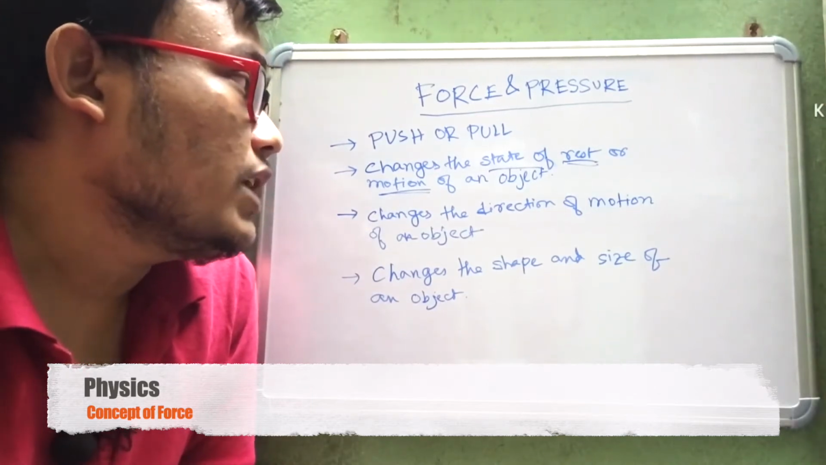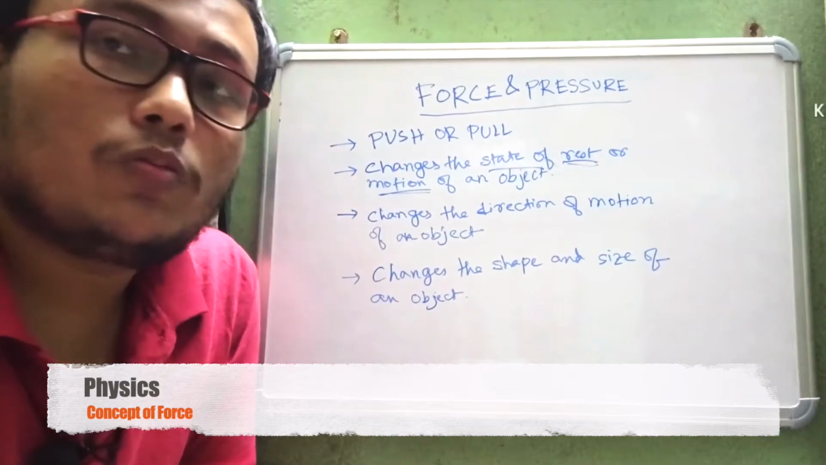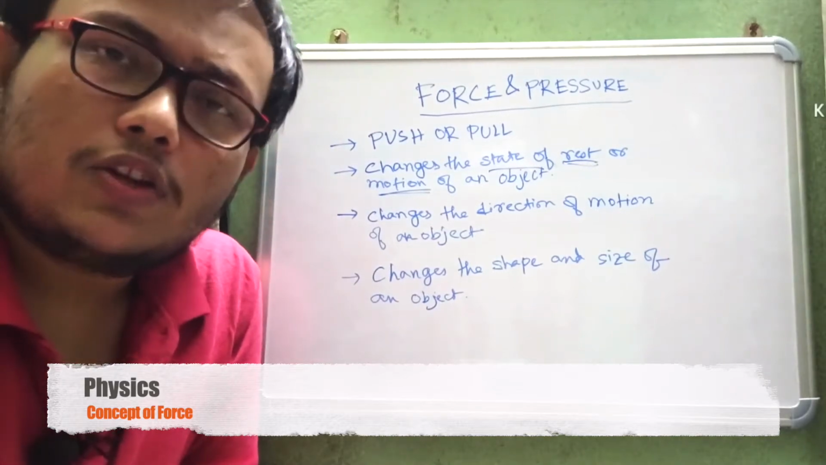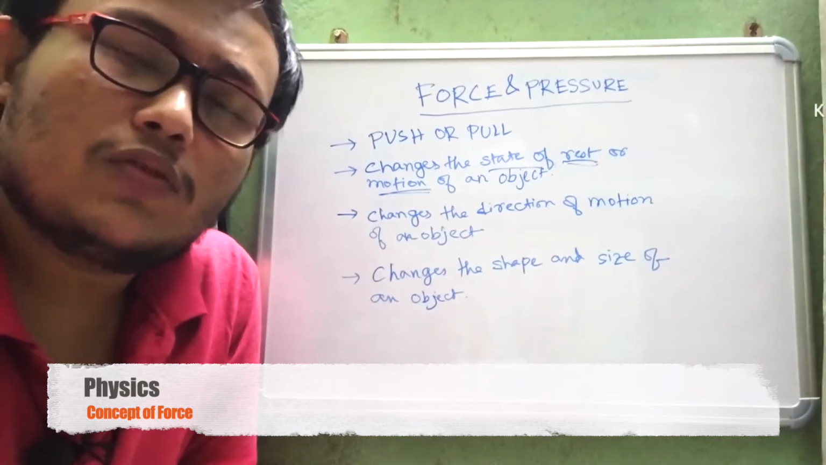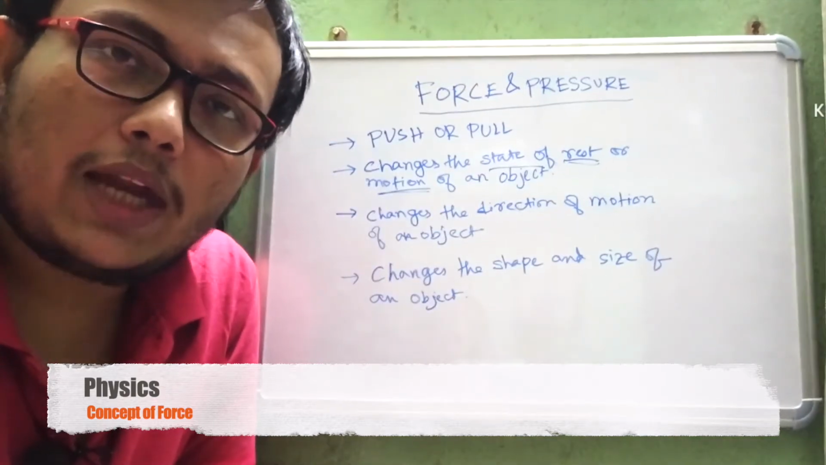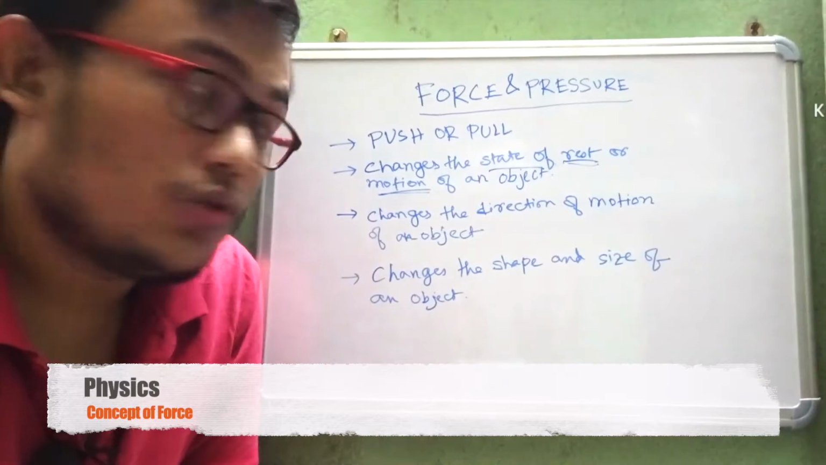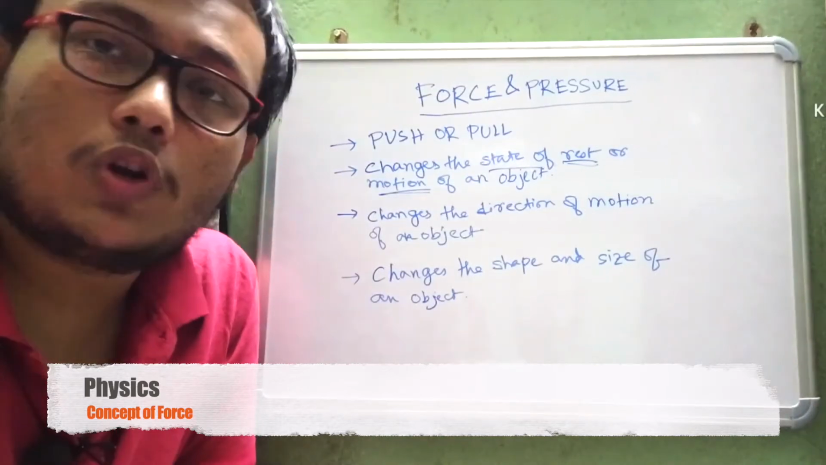Force can also change the direction of motion of an object. Let's say in cricket, when the batsman hits the ball, the ball is in motion in one direction, but when it hits the bat, it goes in another direction. So it changes the direction of motion of an object.